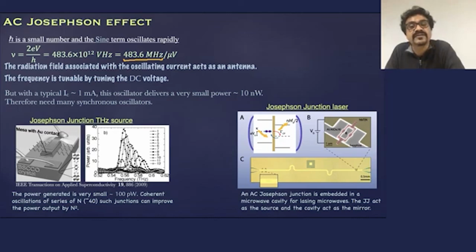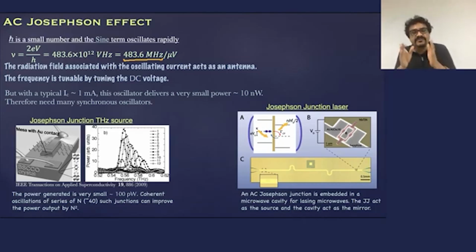It's a very, very high frequency. Just 1 microvolt across the junction is going to give you 483 megahertz, or 10 microvolt is going to give you close to 5 gigahertz, right? Like 4.8 gigahertz, just 10 microvolt. So what happens is the radiation field, which is associated with the oscillating current, acts as an antenna, and it's actually going to emit this radiation.